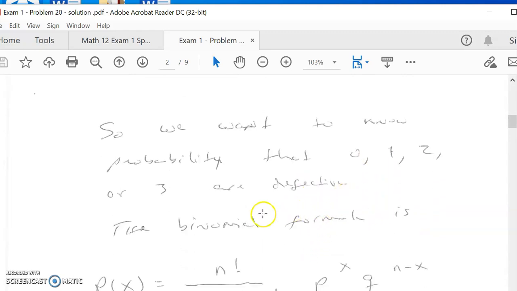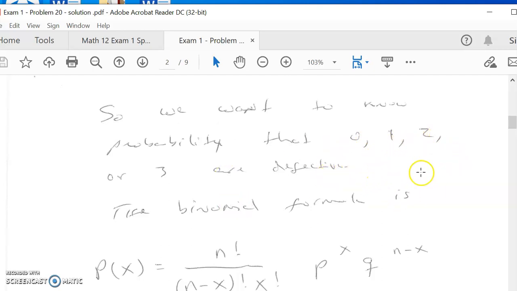What we're asking for is the probability of less than 4. If it's less than 4, that means that 0 are defective, or 1 is defective, or 2 are defective, or 3 are defective. So there's 4 possibilities that satisfy the requirement that it's less than 4: 0 defective, 1 defective, 2 defective, 3 defective.